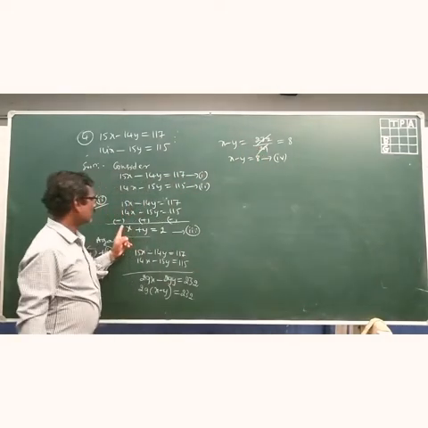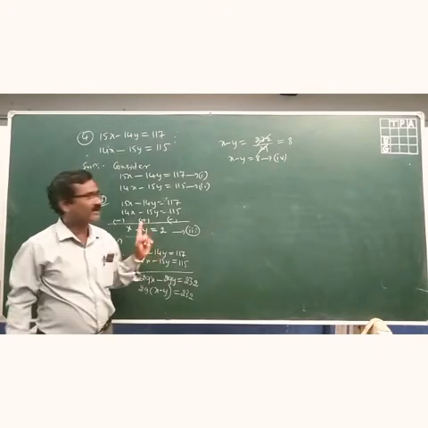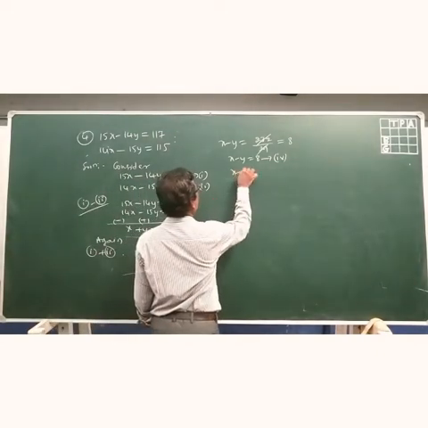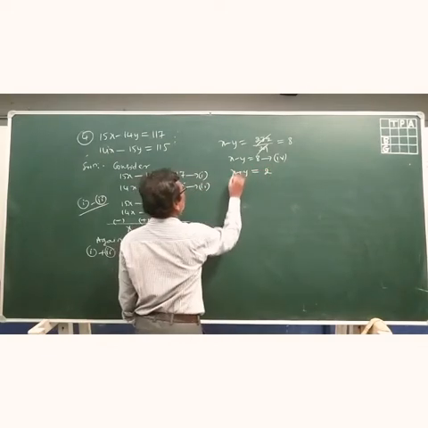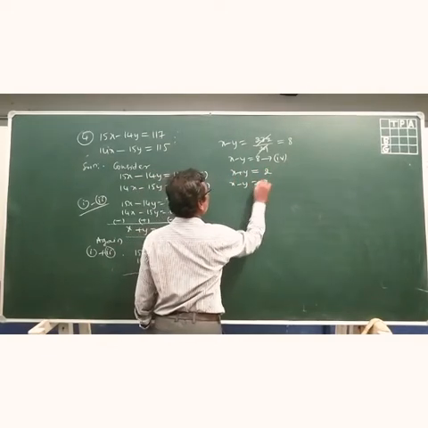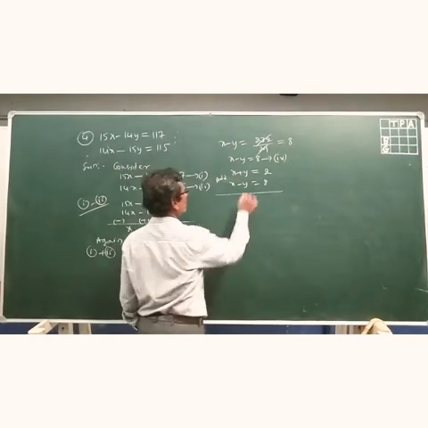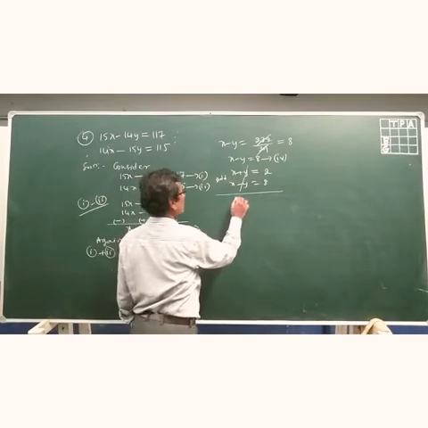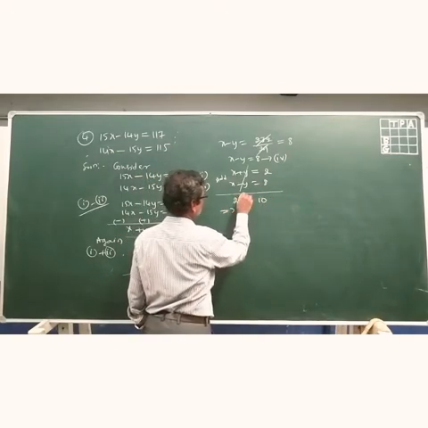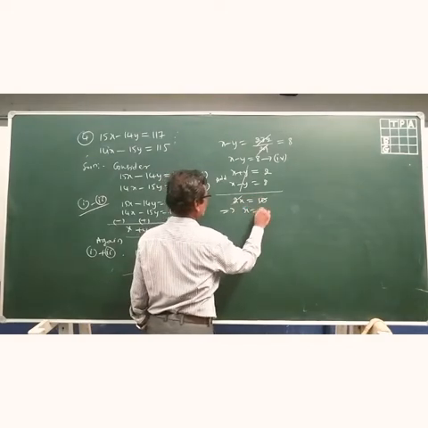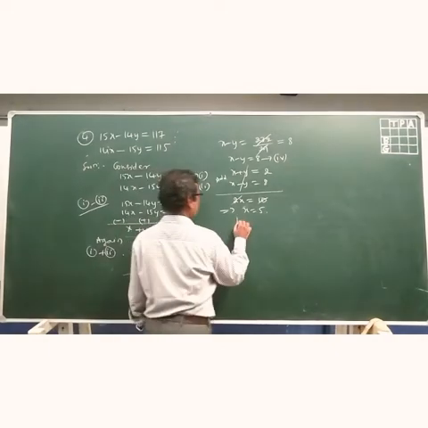Now you can add equations 3 and 4, so that you can eliminate y. x plus y is equal to 2, and x minus y is equal to 8. On adding, the plus y and minus y get cancelled. 2x is equal to 10. This implies x is equal to 5.